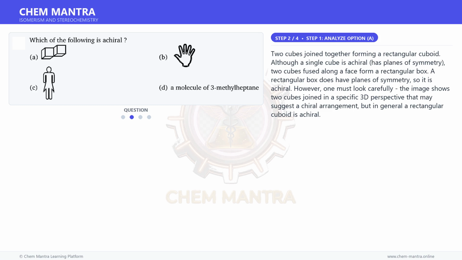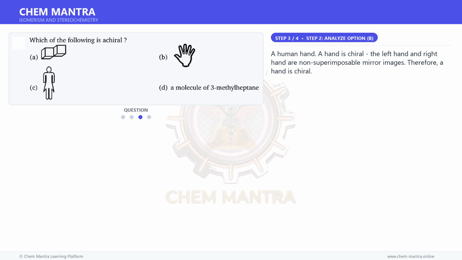Moving on to the next step. Two cubes joined together forming a rectangular cuboid. Although a single cube is achiral, has planes of symmetry, two cubes fused along a face form a rectangular box. A rectangular box does have planes of symmetry, so it is achiral. However, one must look carefully. The image shows two cubes joined in a specific 3D perspective that may suggest achiral arrangement, but in general a rectangular cuboid is achiral.